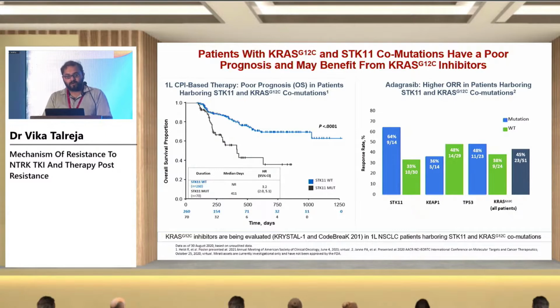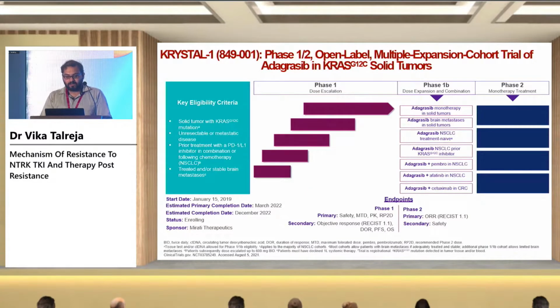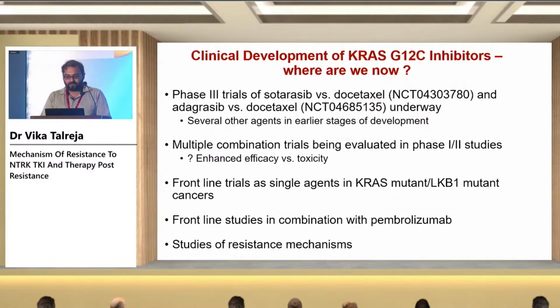Also, these are co-mutated with the STK11 co-mutations, and as we know from the pembrolizumab data, the PD-L1 inhibitors don't work much better with the STK11 mutations. That's why these are those who benefit in a poor prognosis subgroup with a higher overall response rate as compared to it. And the phase 1 trial included all subgroups, and prior PD-L1 inhibitors were allowed, and then it moved to the phase 1b expansion study and then to the phase.